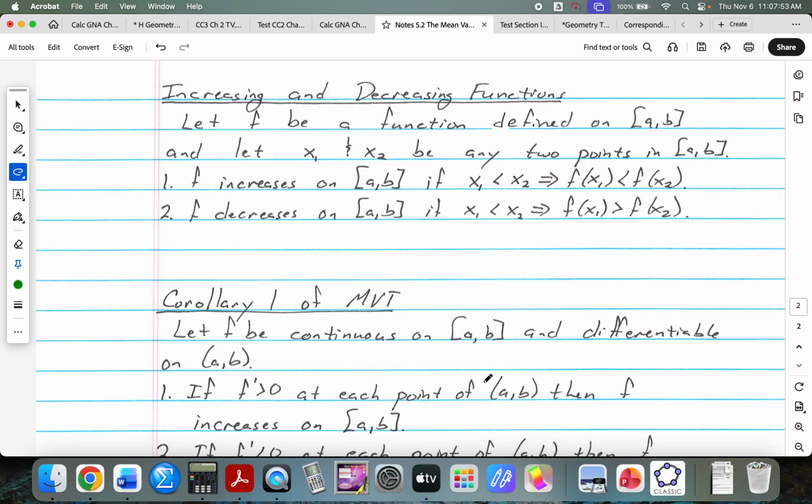Increasing and decreasing functions. You guys talked about these last year, didn't you? In pre-cal? Whether a function is increasing or decreasing? Like a lot. Like a lot? Like too much.